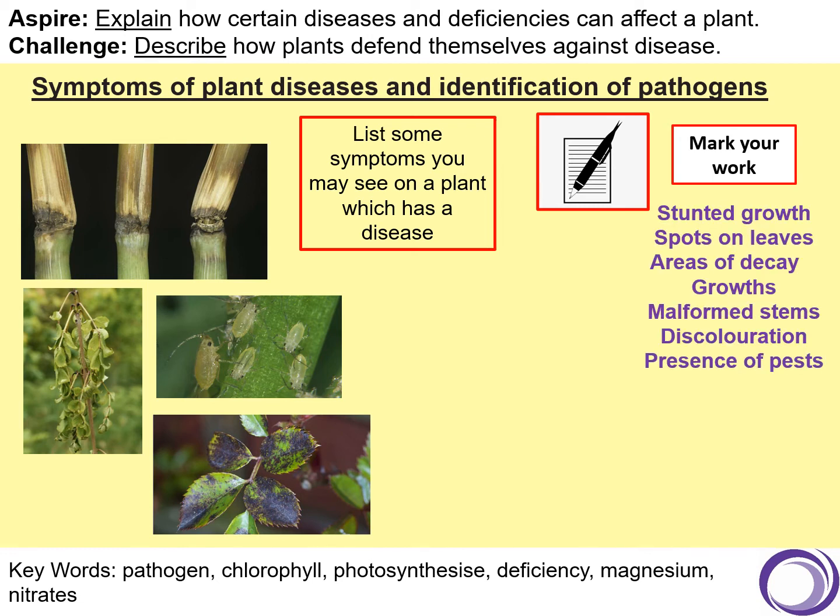Okay guys, so some symptoms that you might see on a plant which has disease is you might have seen that it's not grown very much. There may be spots on the leaves. There might be areas of decay on the plant, growths, some malformed stems, discoloration of parts of the plant, and also presence of pests on them.